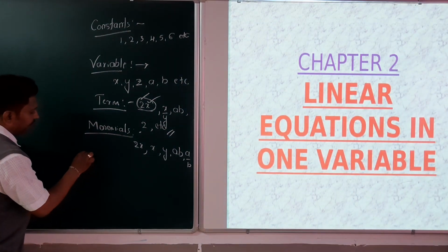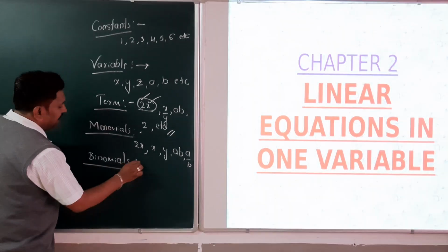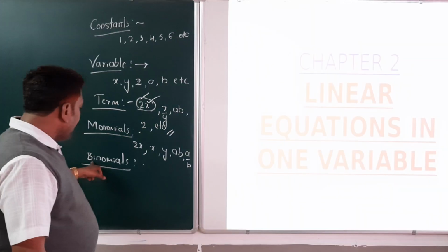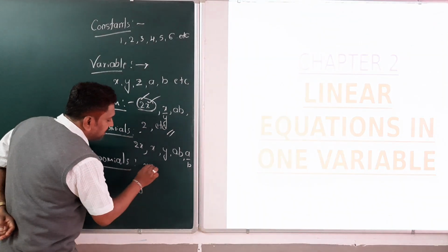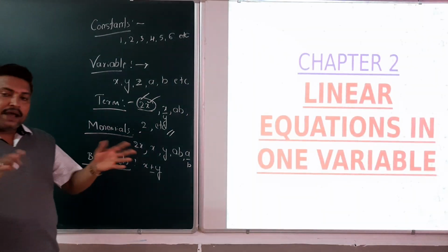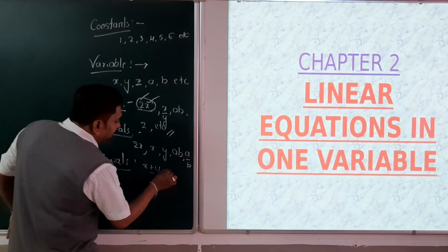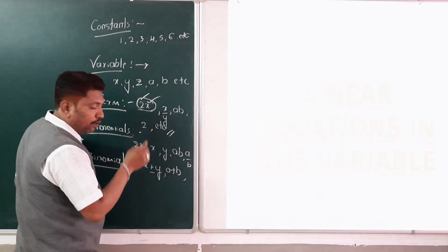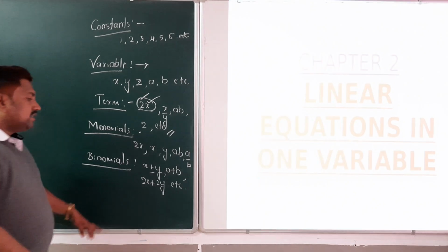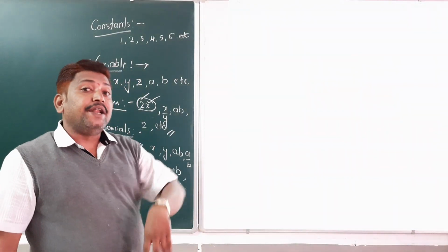Next one, binomial. Binomial means an expression which contains two terms. For example, x plus y. See, I am using the plus sign here. It bifurcates the variables, x plus y: two terms are there. Then a plus b, two terms, binomial. 2x plus 2y, binomial, etc. Such expressions are called binomials.